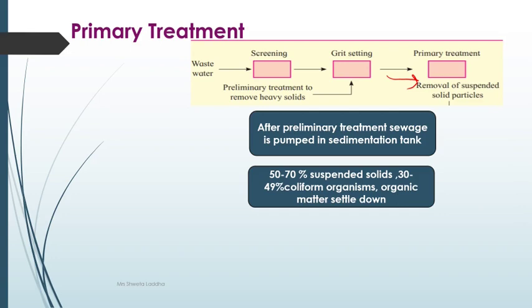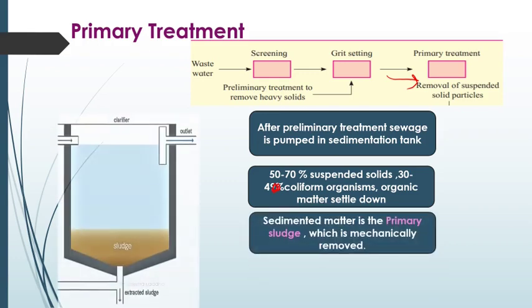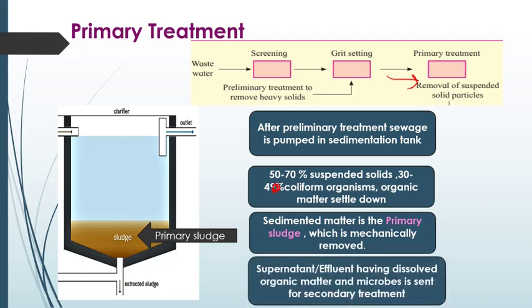All the suspended particles, 50 to 70% of the suspended solids and 30 to 40% of the coliform organisms, settle down, and the sedimented matter present at the bottom is called the primary sludge. You can see in the picture sludge is shown, which is brownish in color. This is primary sludge, which is the sedimented matter. Of course, it can be removed or extracted mechanically. The upper part is called the supernatant or effluent, and this is then sent to the secondary treatment.